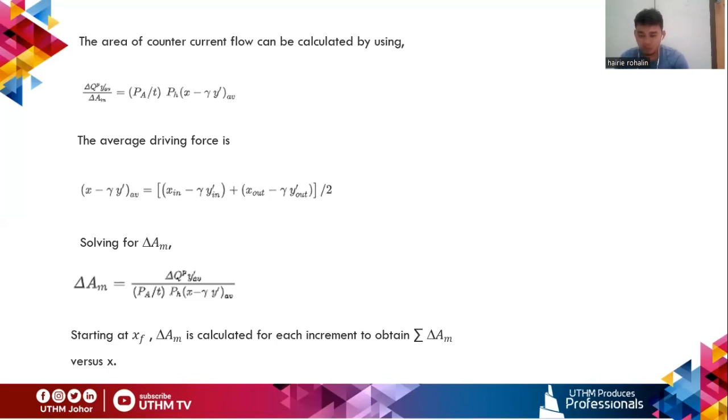Solving for the delta AM equals delta QP Y prime AV over PA divided by t times PH times the driving force, X minus lambda Y prime AV. Starting at XF, delta AM is calculated for each increment to obtain the sum total of delta AM versus X.